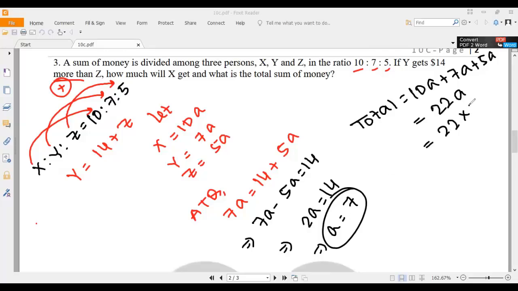So 22 multiplied by 7, 7 times 14 will have 1, 50. $154 will be the total sum of money. Okay. We can solve this.